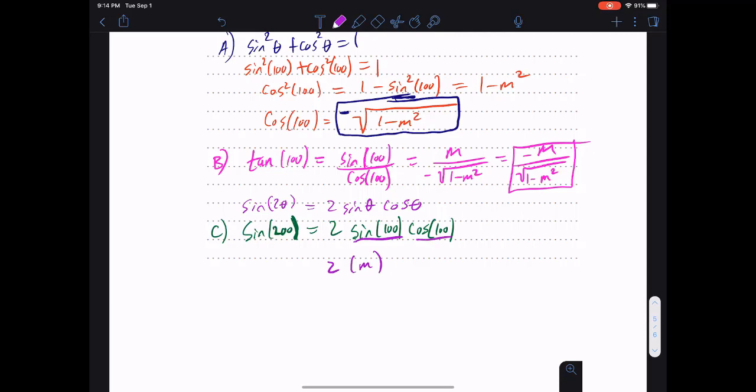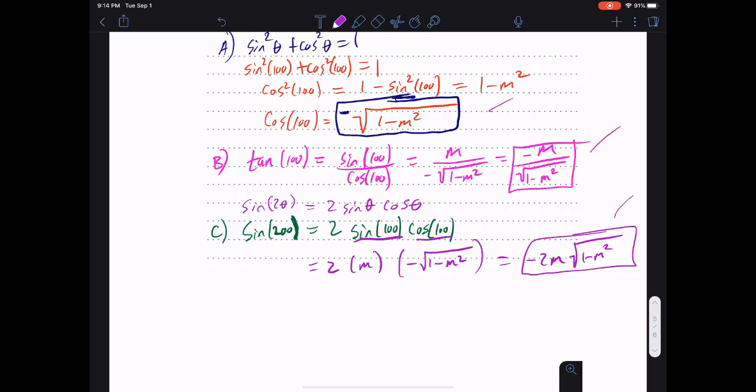And this is the answer for part A. This is going to be negative the square root of 1 minus m squared. All of this just gets multiplied together. And this is going to be negative 2m, square root of 1 minus m squared. And this will be the solution, okay? So those are all three of your answers, A, B, and C. And that's how you do this question.